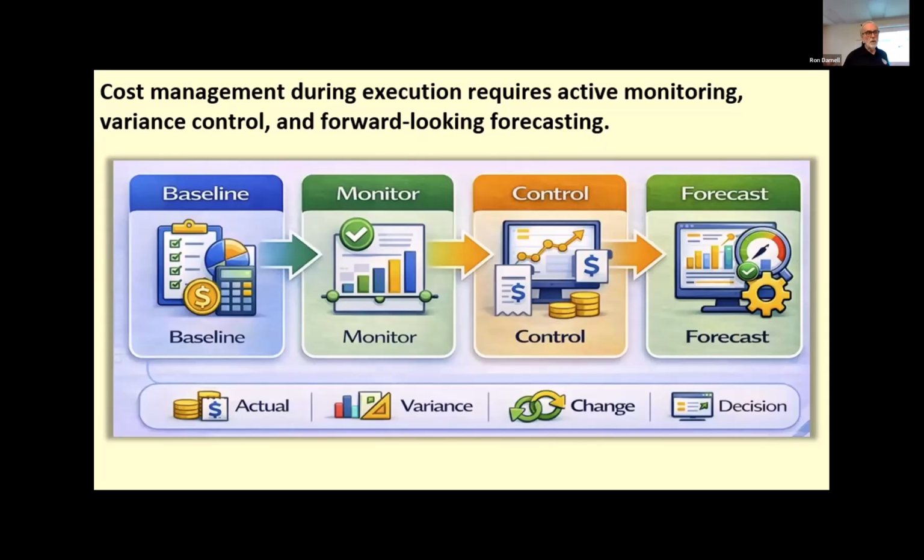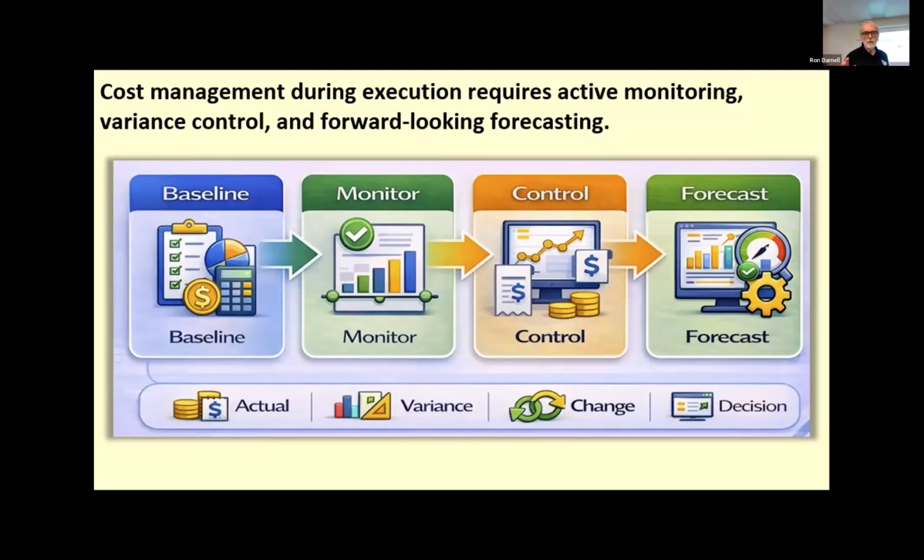A project can appear financially acceptable for a time and still be trending towards overrun if changes, inefficiencies, supplier issues, or productivity problems are not recognized early. This is why cost management during execution should include forecasting. The project manager needs to look ahead, not only asking what we have spent, but asking where the trend is taking us. So, a trend analysis.